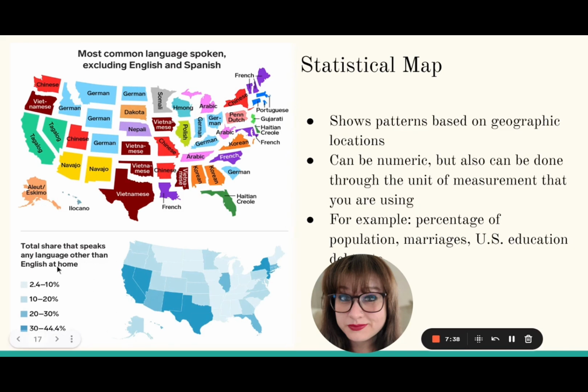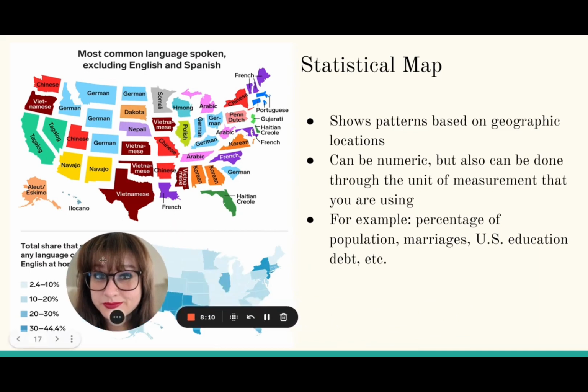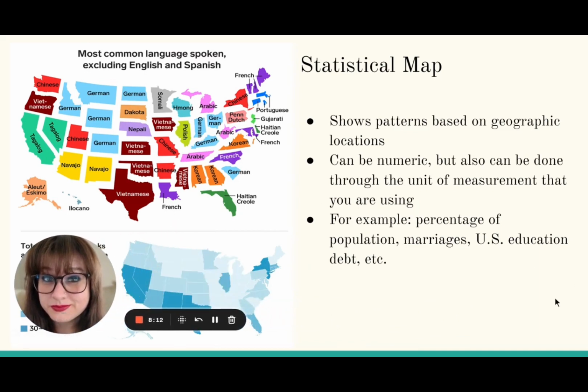Now, this one down here is done in percentages based off of the coloring. So it says 2.4% are these lighter colors, based off of any language other than English spoken at home. Total share that speaks another language. So basically, any place that speaks a language other than English at home. So this is very, very little. Then you go up the next amount right here, which is 10 to 20%. Then you go up 20 and 30%, and then you go up higher to 30 and 44%. So as you can tell, statistical maps give you an idea about geographic location and the breakdown of that.